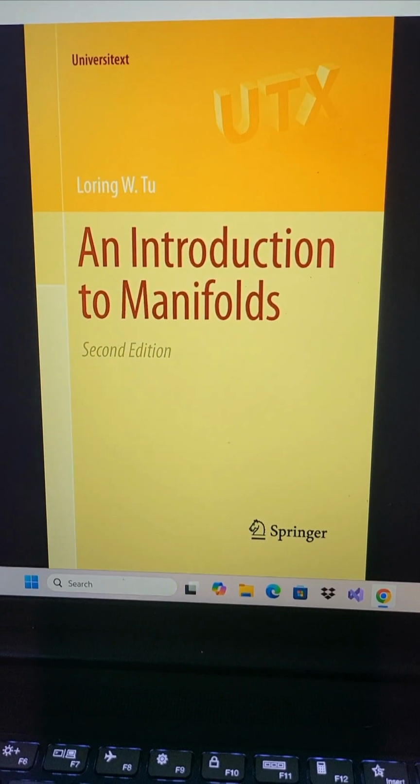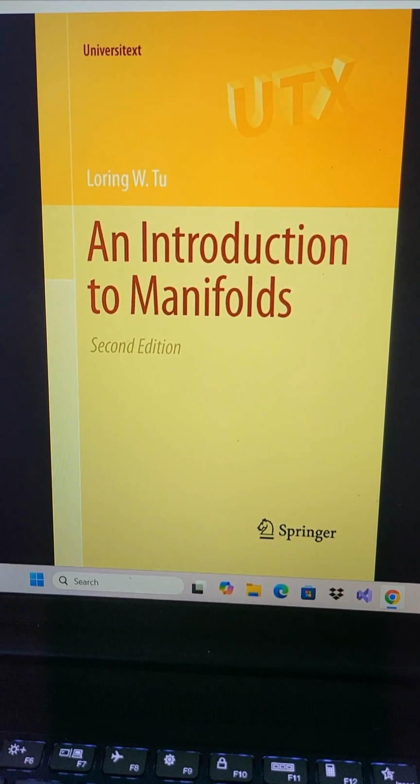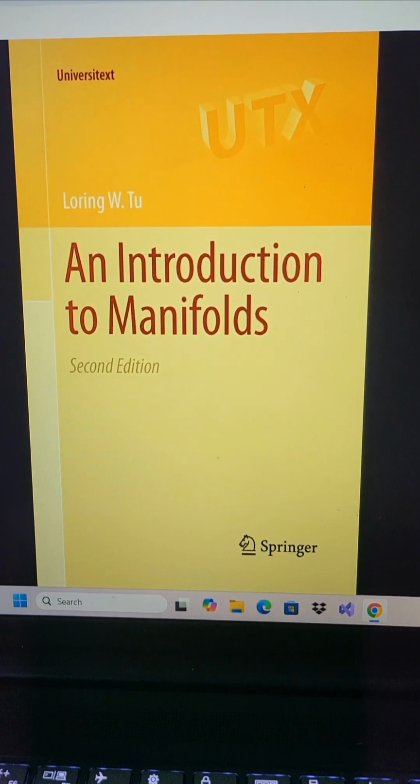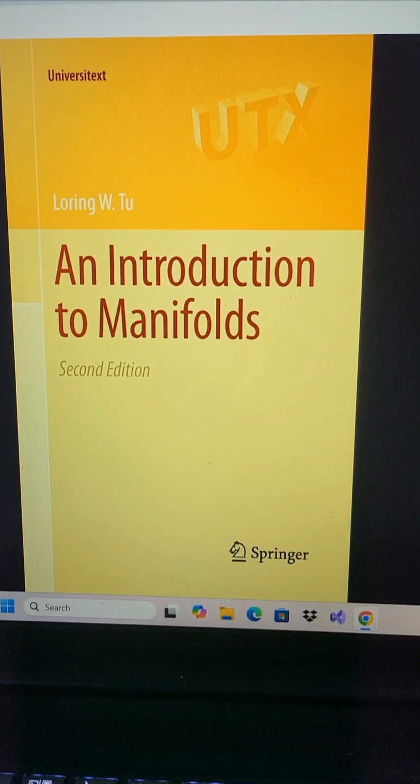The material is presented in an exposition that's very clear, easy to follow. All the definitions are very clearly presented. I just love the exposition on this. I do not know where I would be without this textbook in my manifolds understanding.